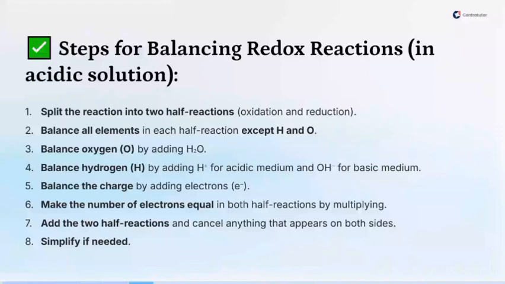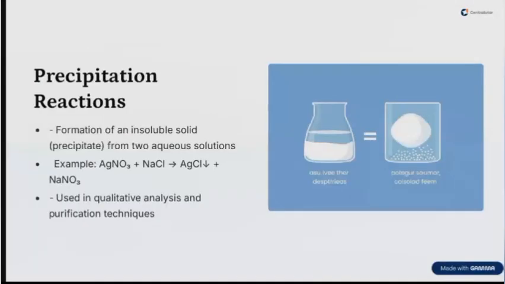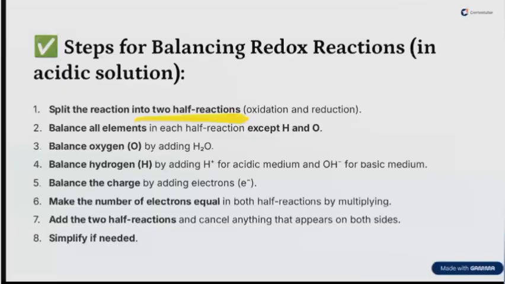The next step is to balance all elements of each reaction except hydrogen and oxygen. So the next thing is to balance all elements that are present in the reaction halves, leaving only hydrogen and oxygen. The first step, I said, is you have to split the reactions into two equal halves, the oxidation half and the reduction half. We will see how we can do that.